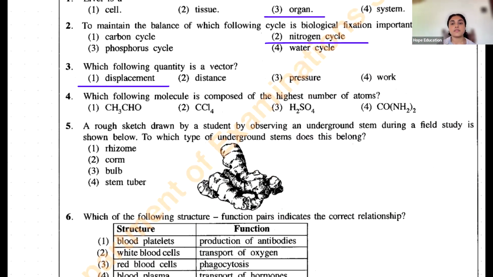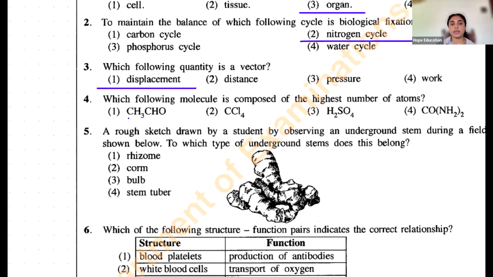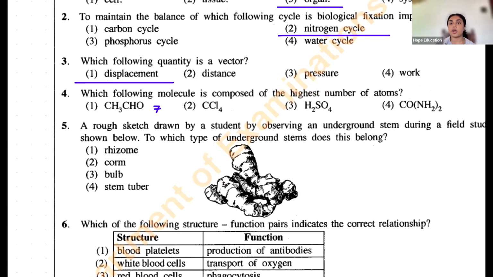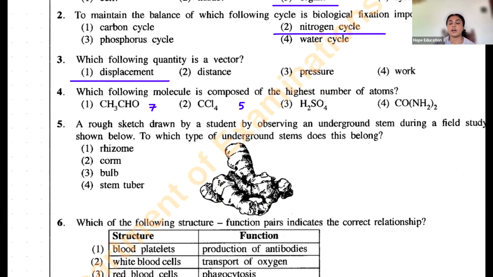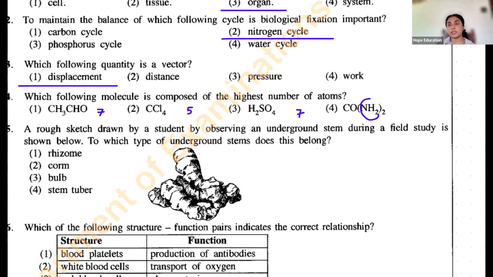Which of the following molecule is composed of the highest number of atoms? Here carbon 1, hydrogen 3, carbon 1, hydrogen 1, oxygen 1, all together 1, 2, 3, 4, 5, 6, 7. Here all together there are 7. Here carbon 1 and chlorine 4, all together there are 5 atoms. Oxygen 4 and sulfur 1, altogether 5. Then hydrogen 2, 7 here. Nitrogen 1, hydrogen 2, here 3 atoms, and it is multiplied by 2, so 3 times 2 is 6 atoms, 7, 8. So altogether there are 8 atoms. So the answer is the fourth one.